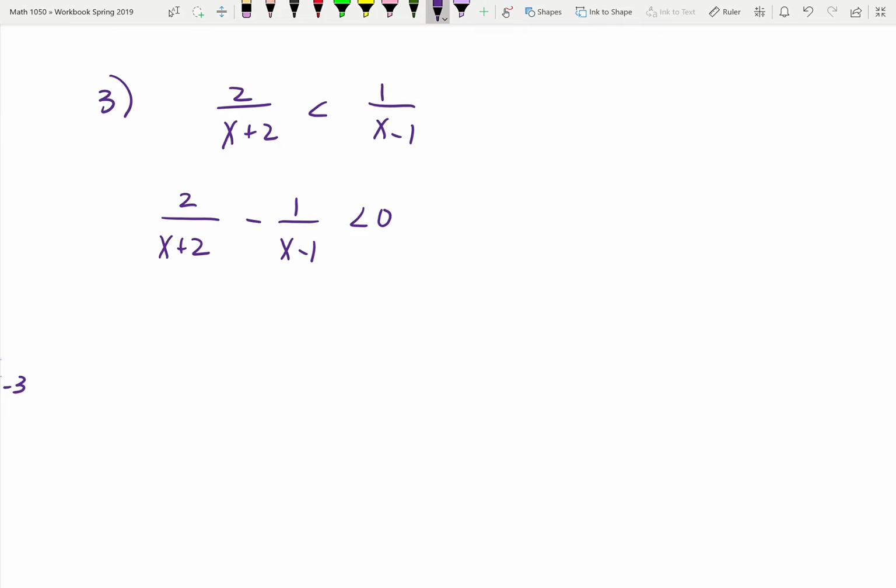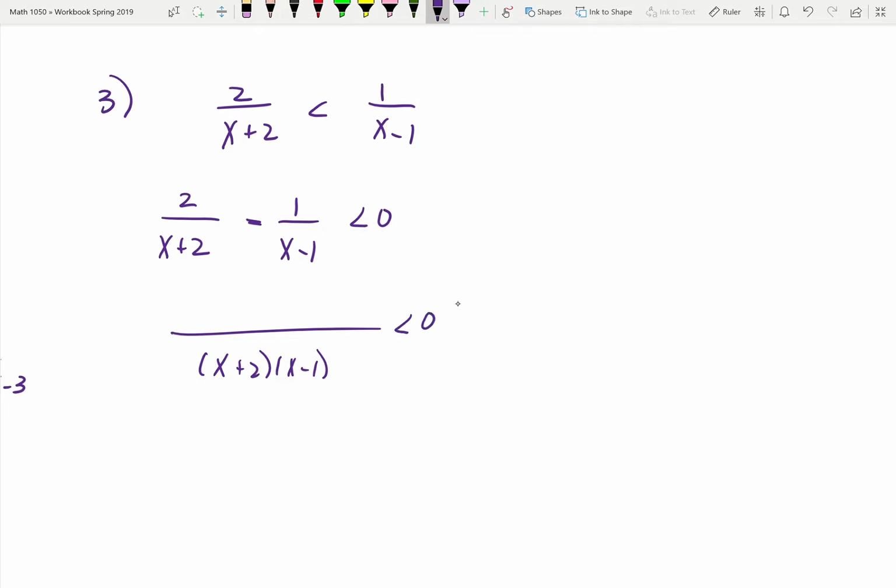Okay. Step number 2 is to get a common denominator. So all you do is just put those denominators together. Do not distribute that negative to that denominator. We're going to put the negative to the top. It's either top or bottom. Always do top. Okay. Don't forget your less than 0.